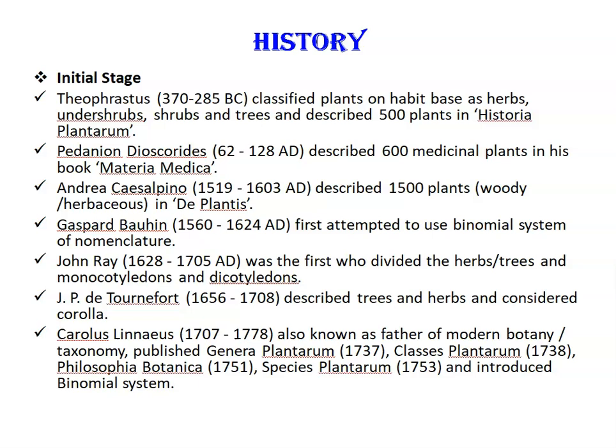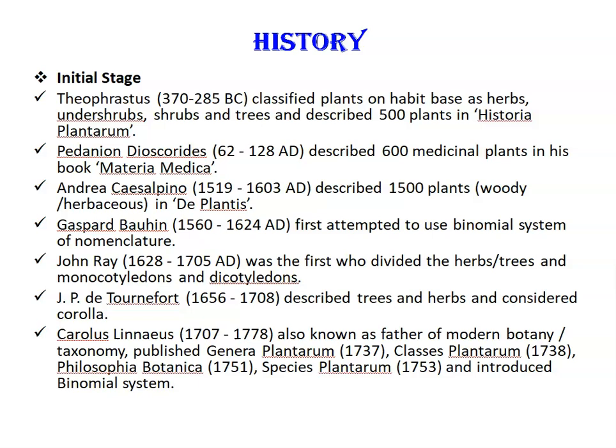Then Carl Linnaeus, 1707 to 1778. He was a Swedish naturalist, also known as the father of modern botany and taxonomy. He published Genera Plantarum in 1737, then Classes Plantarum in 1738, then Philosophia Botanica in 1751, and Species Plantarum in 1753.